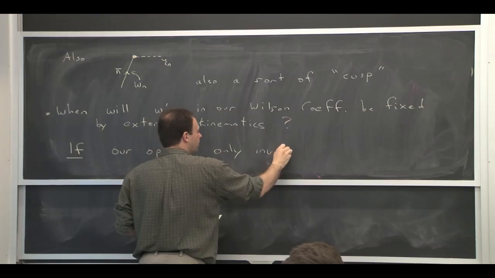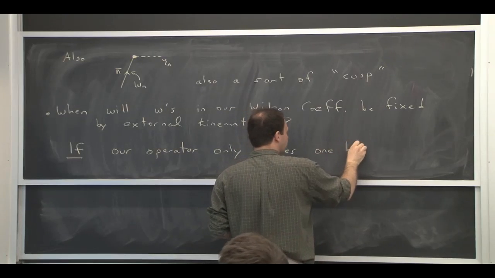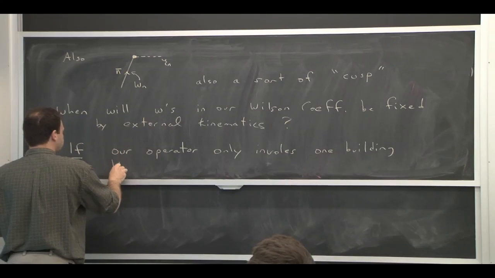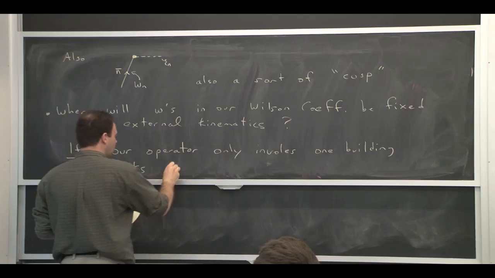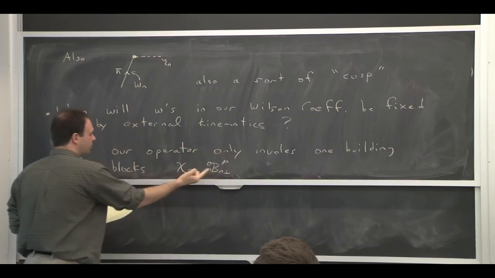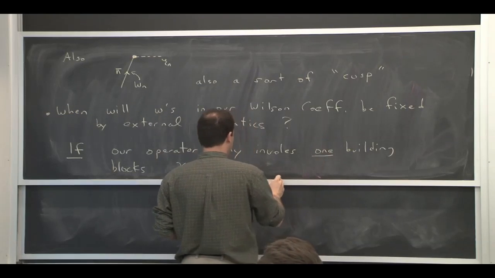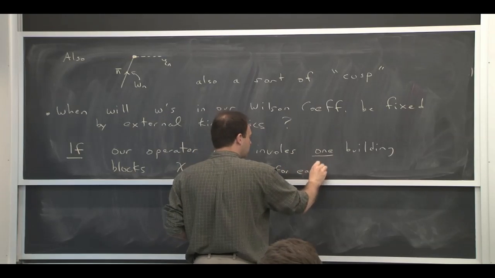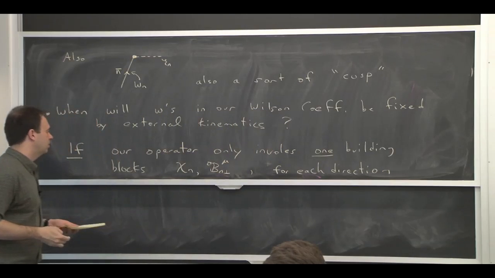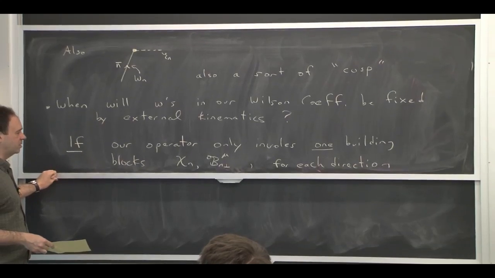So imagine that we had an effective theory SET that had multiple collinear directions. Then we could build operators out of all those different collinear fields, and we would do it with our building blocks, which are chi-n or curly Bn for each n. And if our operator only involves one building block for each direction, then it's going to be the case that the value of those labels, or those omegas, are always going to be fixed by external kinematics.